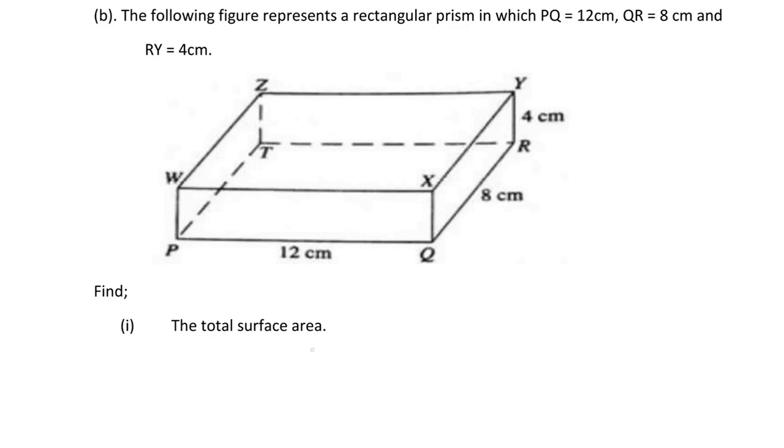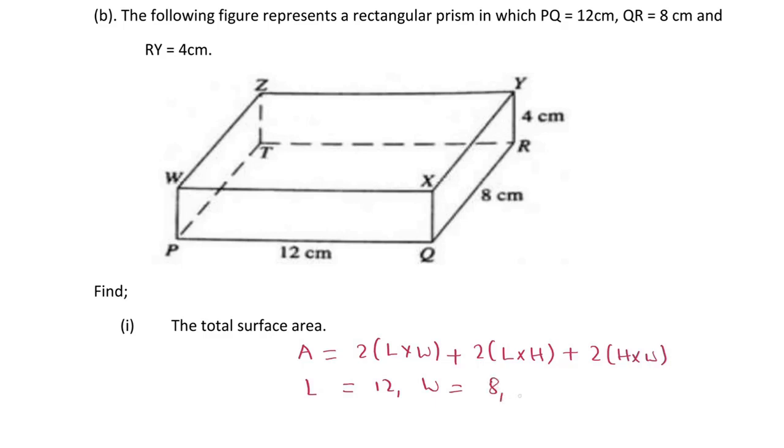Let us consider the formula to find the area of a rectangular prism, which says area equals 2 times, in brackets, L times W, plus 2, in brackets, L times H, plus 2, in brackets, H times W, of which L is the length which we've been given as 12 centimeters, W is the width which we've been given as 8 centimeters, and H is the height which equals 4 centimeters.